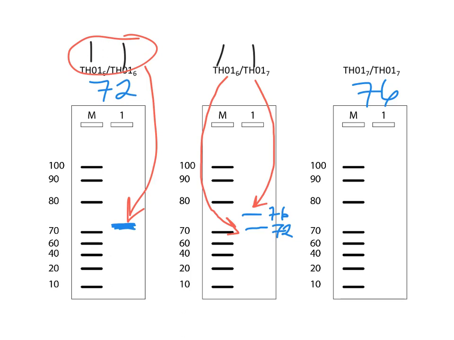So what does the band on the right side look like? TH17 homozygote, how many bands? Just 1. There's only 1 size of amplicon, 76 base pairs. So it should be the same size as the heterozygote band sizes. Same chromosomes, just in different individuals. Homozygotes, heterozygotes.